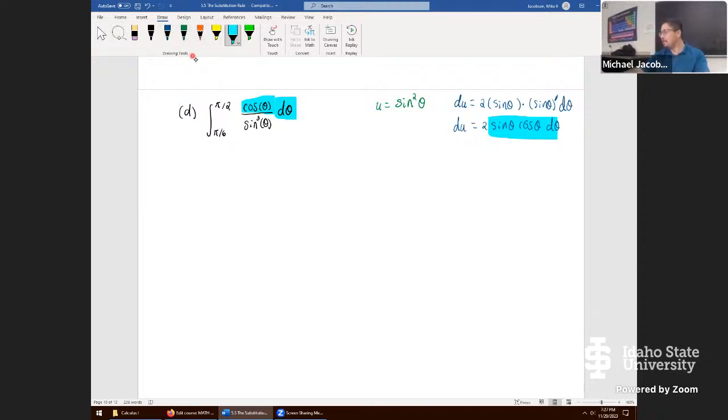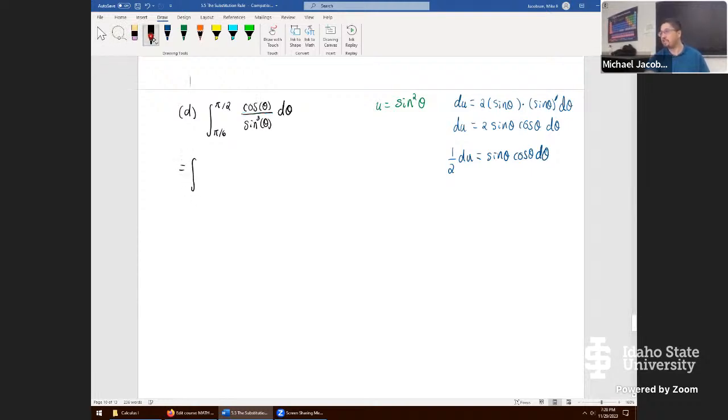Awesome. So first thing I would do then is get rid of the 2. The 2 is not a problem. We'll just divide both sides of that equation by 2 to get a 1/2 du equals sine theta cosine theta d theta. So for this substitution to work, all of this quantity here must be in the numerator. We have a little bit to start, and here's how we can proceed.